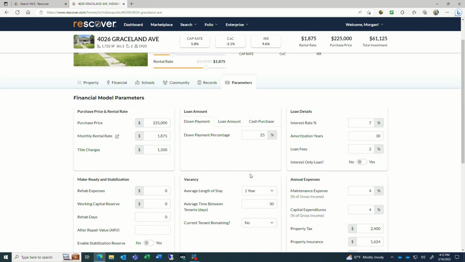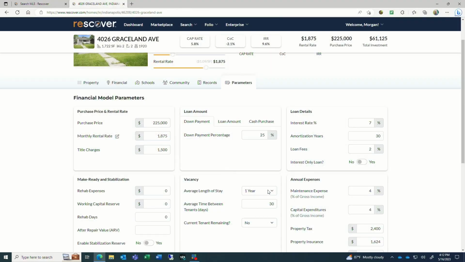So I just changed it to 1, and it had a similar effect on all of these metrics as not having a manager did. When I dropped it from 3 years of average tenancy to 1 year of average tenancy, it dropped my cap rate from 6.6 to 5.8. It made my cash on cash go negative, to negative 2.1. And my internal rate of return dropped down to 9.6.